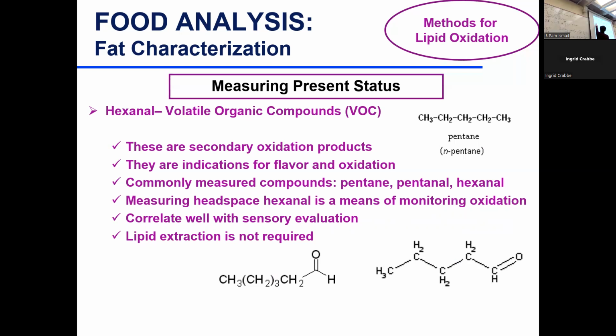Hexanal is a secondary metabolite. It's a volatile, so we can measure it using GC, FID. Very easy. The sample, you don't even have to extract the oil if it's not an oil. If you're measuring in, let's say, a flour sample, you can put it in a flask. And the headspace, that means you take a volume of the air above the sample, which can contain hexanal, and that gets injected into the GC. It correlates well with sensory evaluation. It's very easy. We use it a lot in the lab to determine oxidation of flour samples.